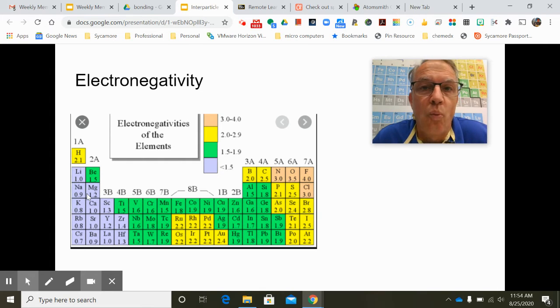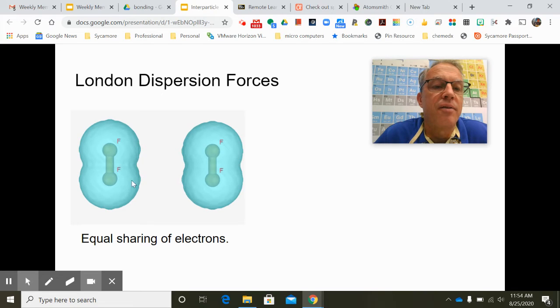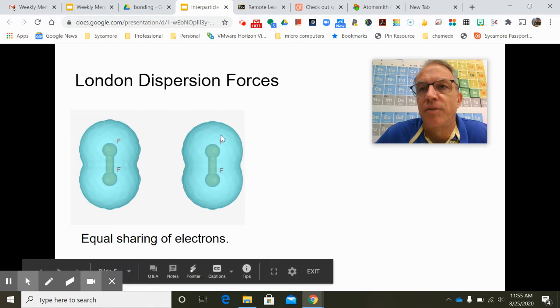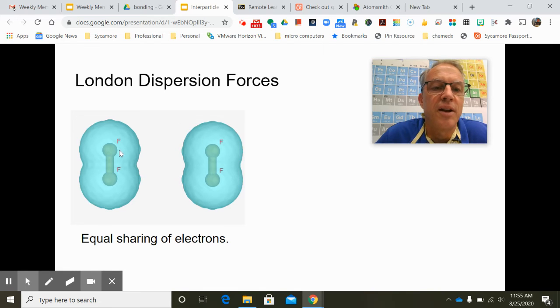Okay, why should we care about this? Well, let's use an example. Imagine that we have fluorine and fluorine, F2. It's a molecule. If they are sharing equally, they both have a high number, but they cancel each other out. You can imagine a very equal distribution of electrons. There's no side that's somewhat positive or somewhat negative.